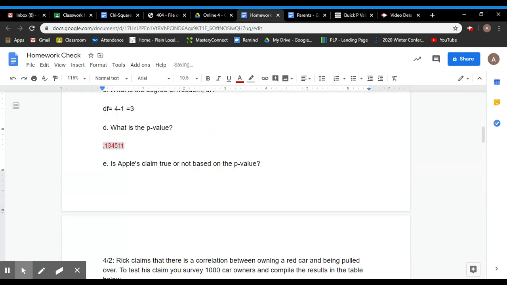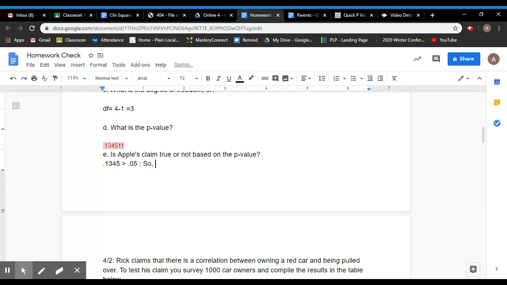And from here, we need to make a statement about the claim. So I'm going to say that, remember, we always compare the p-value to alpha. So 0.1345 is greater than 0.05, which is our significance level.